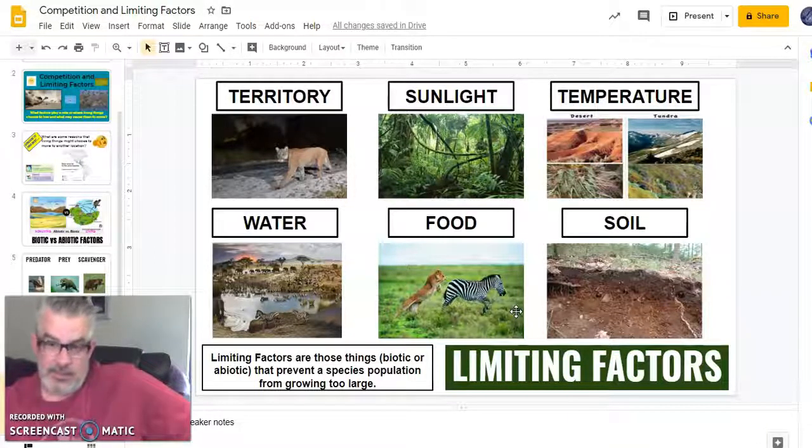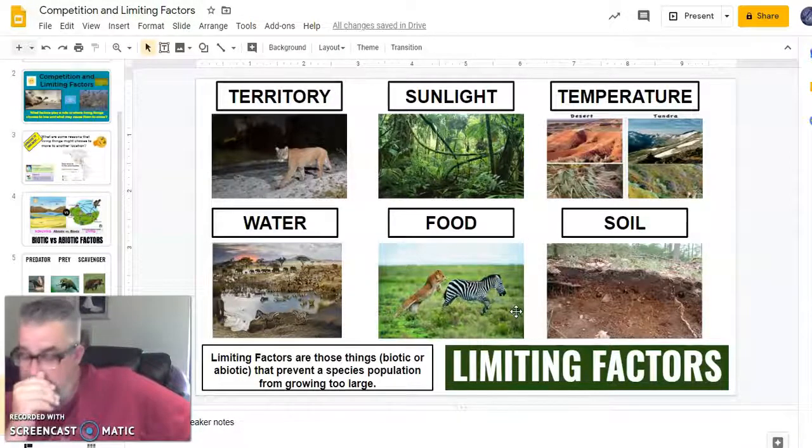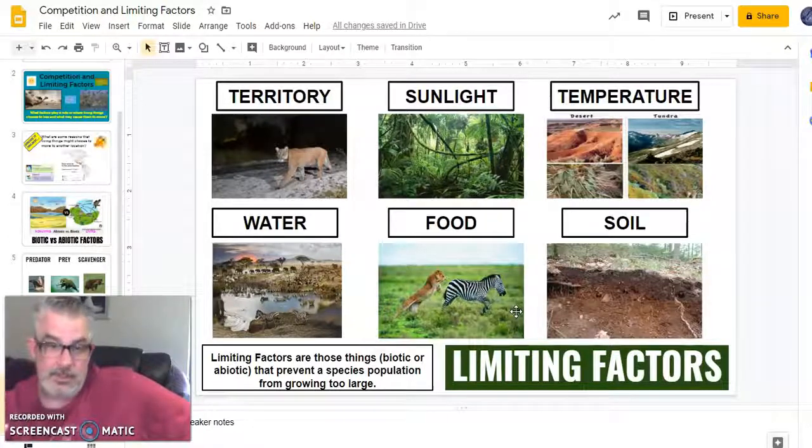So all of these factors are those things that can prevent a species from being successful. And if those limiting factors affect them too much, they're going to have to migrate and move to another place. In human terms, again, availability of food, availability of jobs, all of those things are reasons why people will immigrate to other countries to find a better life.